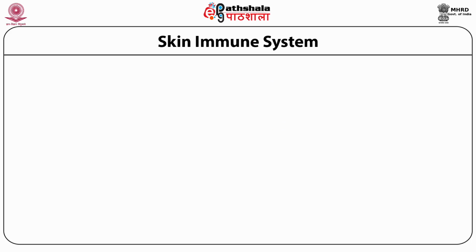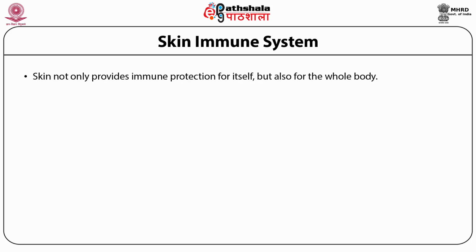The immune system in the skin. It is understood that the skin also has immune protection. It not only provides immunity for itself, but also for the whole body. The cell types which are present in the skin contain a battery of mediators of the immune responses.